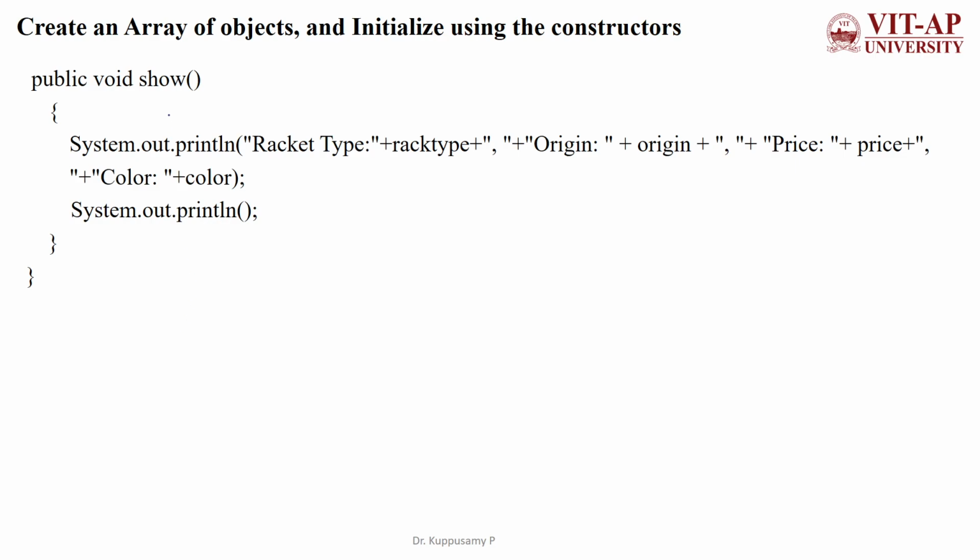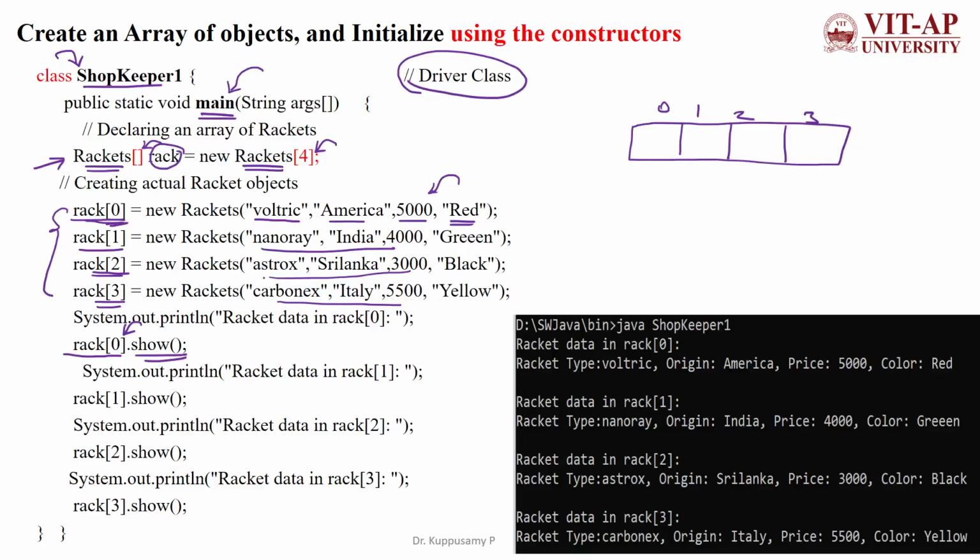So here the show method is displaying by using the system dot out println output statement: racket type is first value, and origin is second value, price is third value, and color is fourth value. Then we are giving one line space for getting clarity in the output. So here you see, once you called this method, the racket data in RACK0 is displaying as per this print statement, right? So first record is printed here.